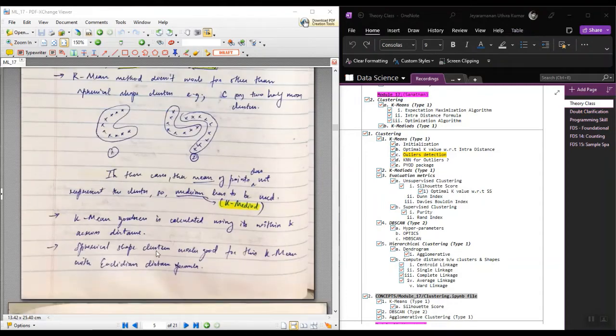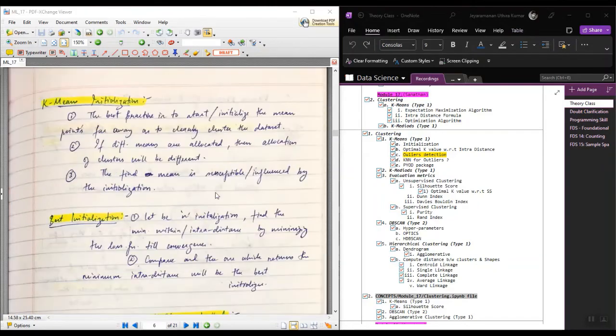Okay, so k-means goodness is calculated using the within and across distance. As we know, if the within distance reduces, the across distance increases. So how accurate this method is can be measured by within and across distance. Spherical shape clusters work well for this k-means using the Euclidean distance formula, right?